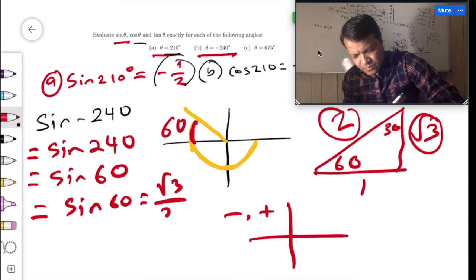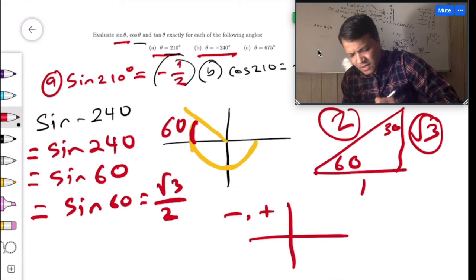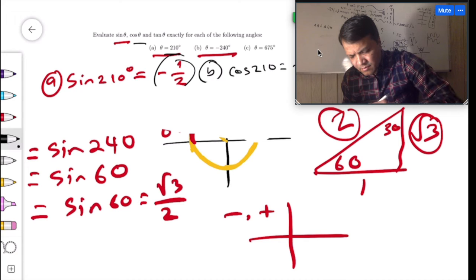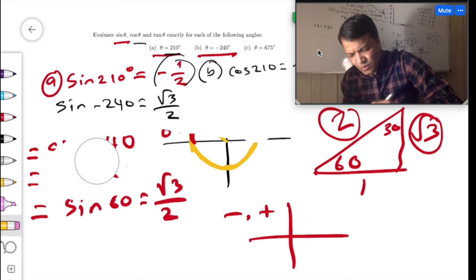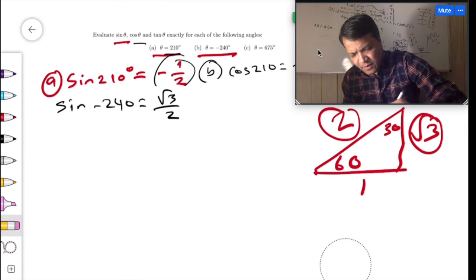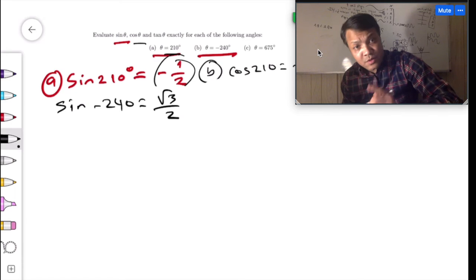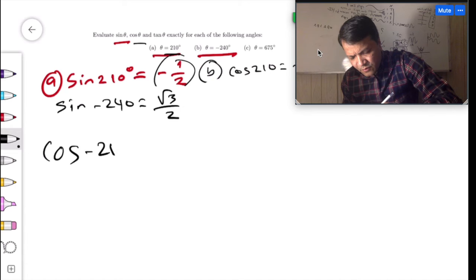R is 2. Okay, so that's our answer. So sine 60 is... the other one is sine negative 240 is equal to square root of 3 over 2. Now you're going to do cosine negative 240. So now we're going to do cosine negative 240 and let's see what happens.